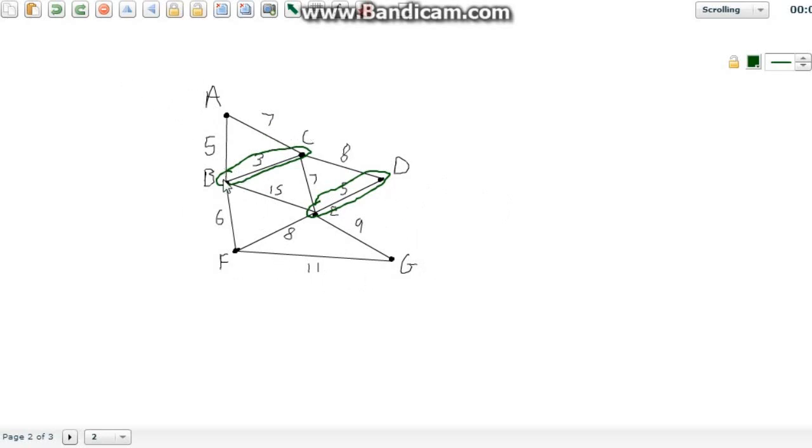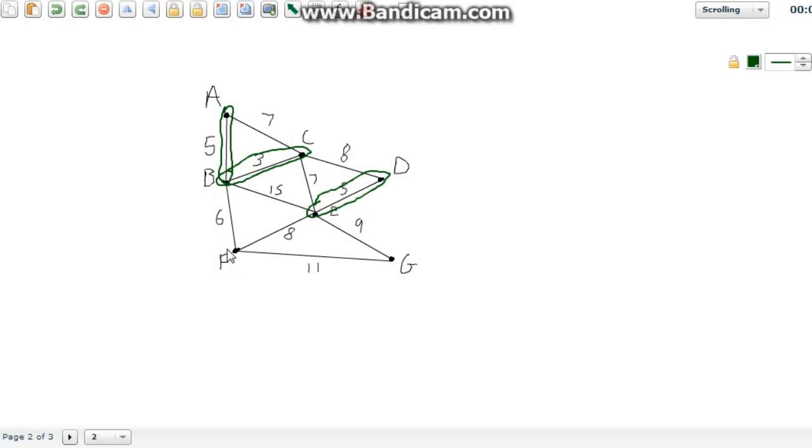The next smallest is 5 here. Would it create a cycle? No, it wouldn't. So we can select this. There we go. Are all the nodes connected up? They're not. So let's have another look. We've got 7, we've got 6. The 6 is the lowest.